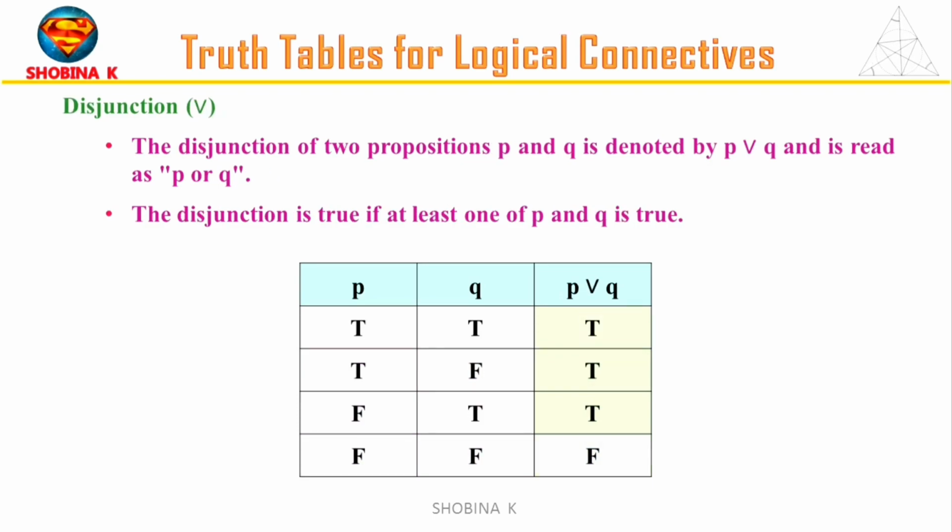Disjunction. It is a logical OR operation. It is represented as P or Q. The result P or Q is true if either P is true or Q is true, or both P and Q are true. It's only false when both P and Q are false. This operation returns true if any of the conditions are met.